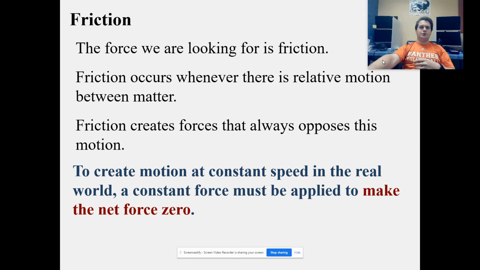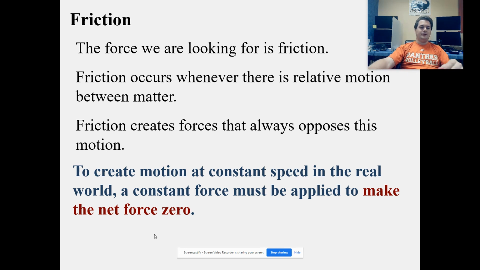So friction occurs whenever there is a relative motion between surfaces, when things move past other things. Relative motion. Friction creates forces that always oppose this motion. And to create motion at constant speed in the real world, a constant force must be applied to make the net force 0. Because there's a constant friction, you need a constant force to balance it out. Friction's going the opposite direction of motion, which means you have to have a constant force to have a net force of 0.